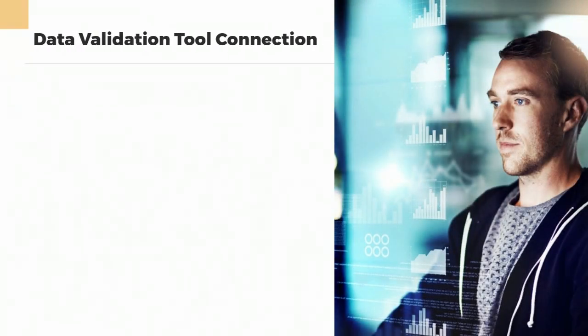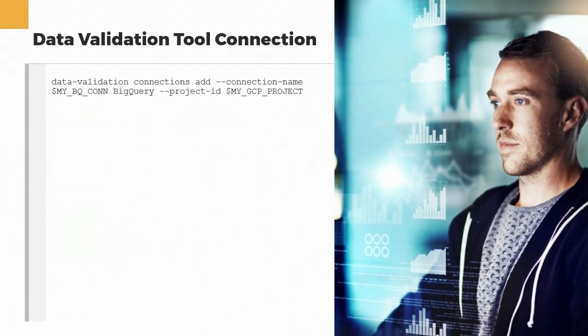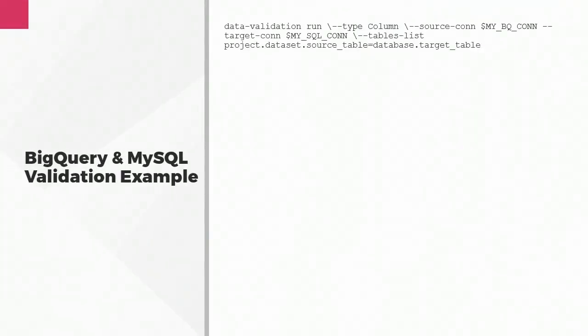And here's the data validation tool connection tools. So the first step to validating our data is creating a connection, and it's done through this command that you see on your screen. It's just data-validation, connections, add, and then give a --connection-name, followed by your connection name, and then give it the type as well as your project ID. It's simple as that.